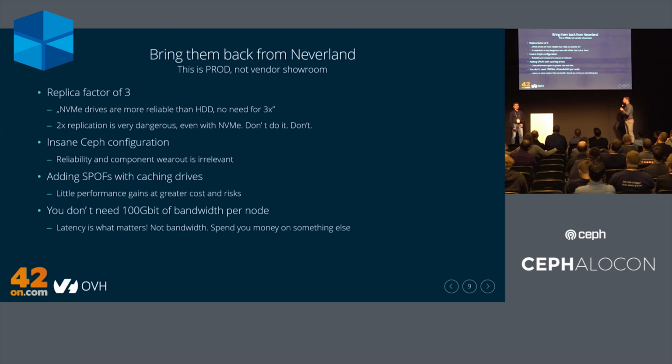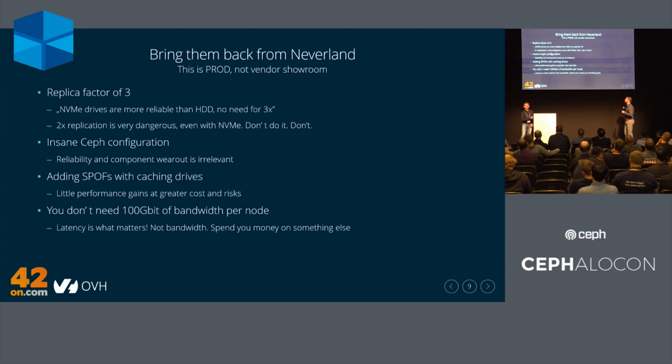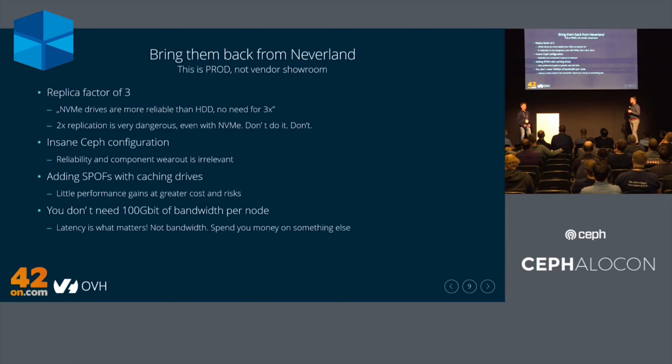Other things that vendors are using for chaining are like adding paths with caching drives. They are saying that you should use caching drive even in front of NVMe drives, or using insane Ceph configuration that's totally unrealistic, incapable for running in production, and that's configuration that's guaranteed to trash your data at some point. But they are using it.